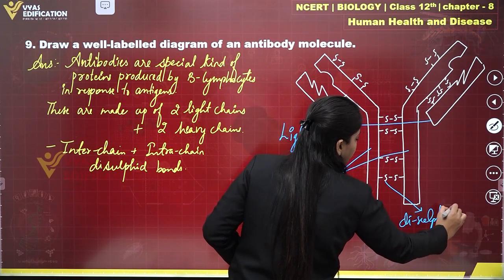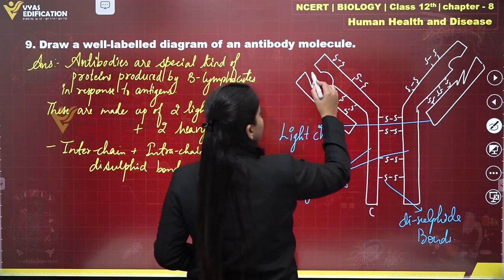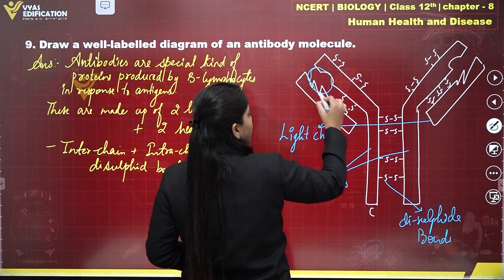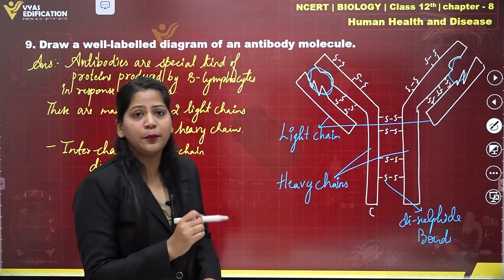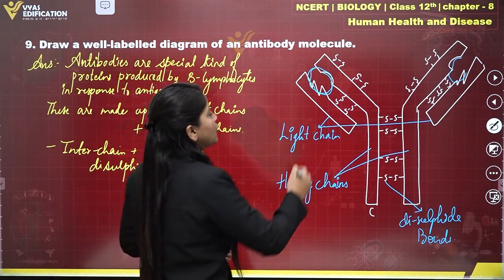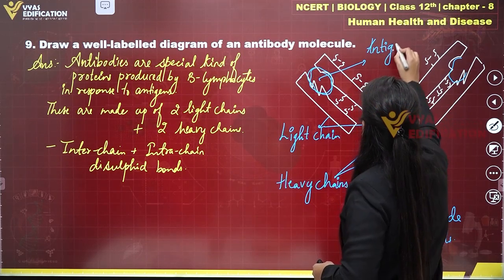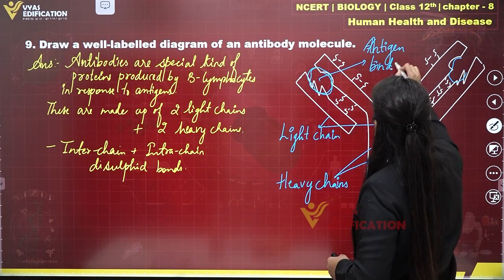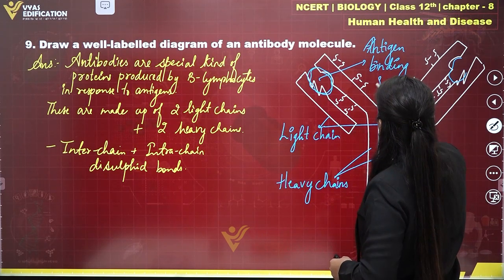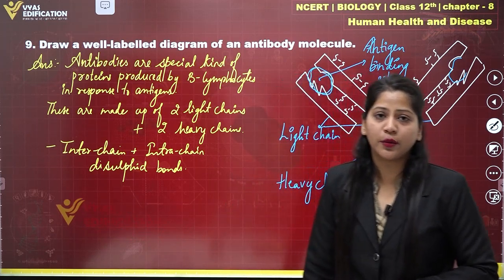Disulfide bonds, and this portion to which the antigen is actually binding is known as the antigen binding site. Right, so this is the complete solution of question number 9.